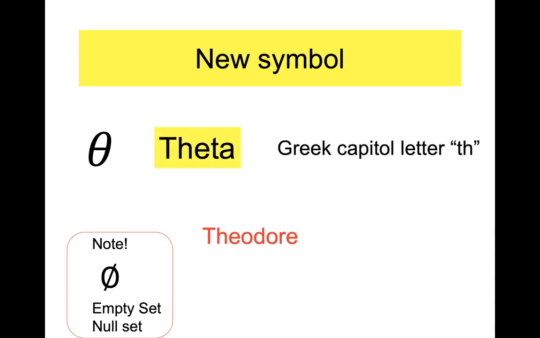This trivia here. If your name is Theodore, in Greek that would be Theodorus. This is how your name would be spelled. And notice the first letter there is a th.